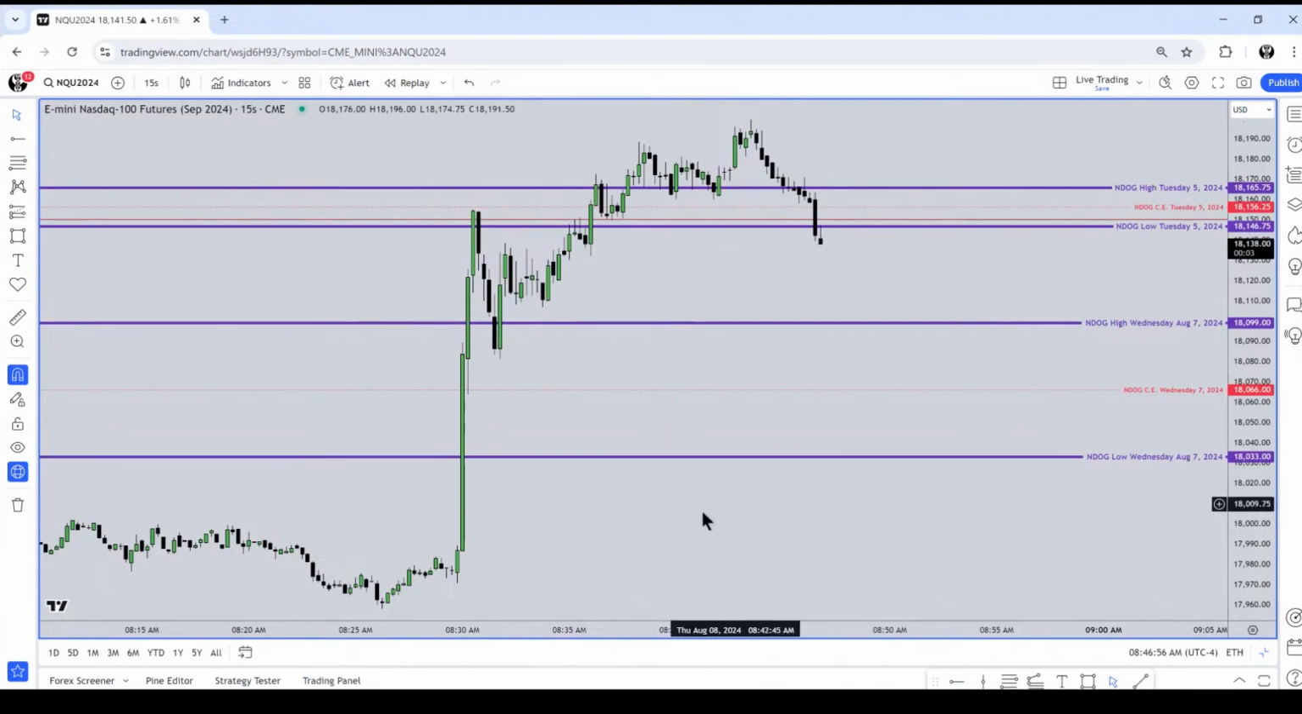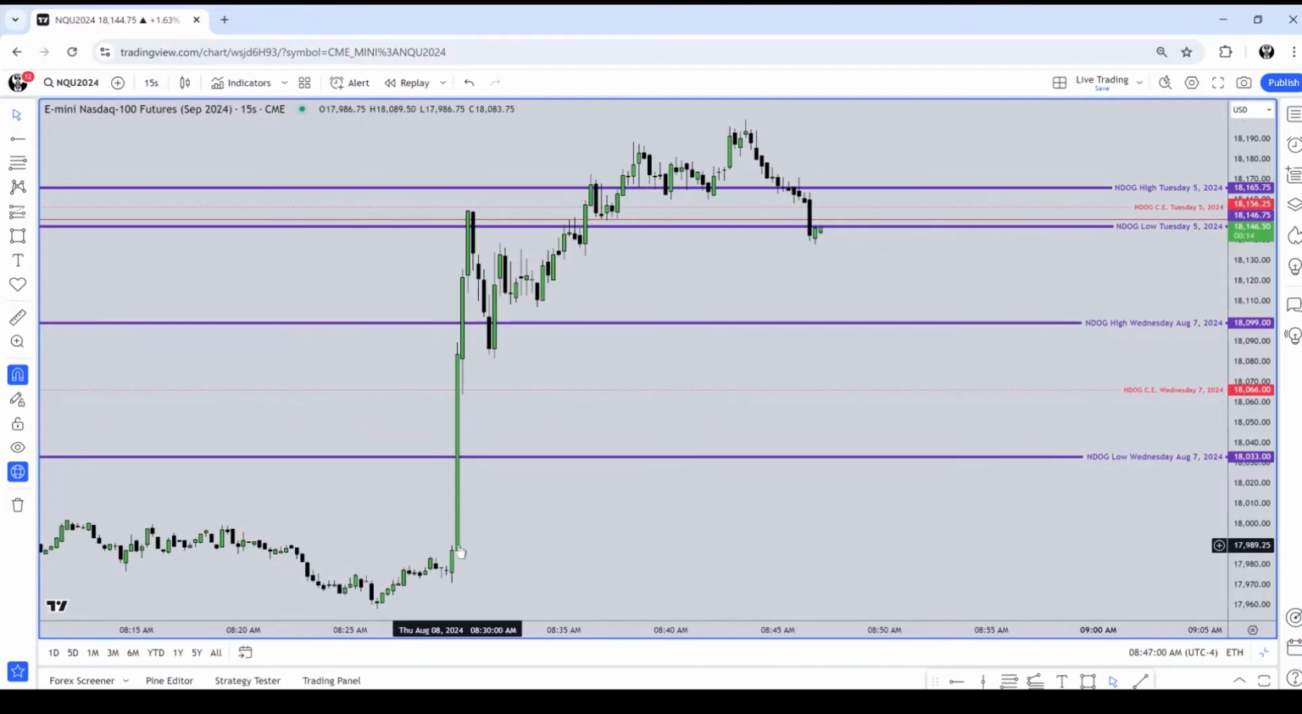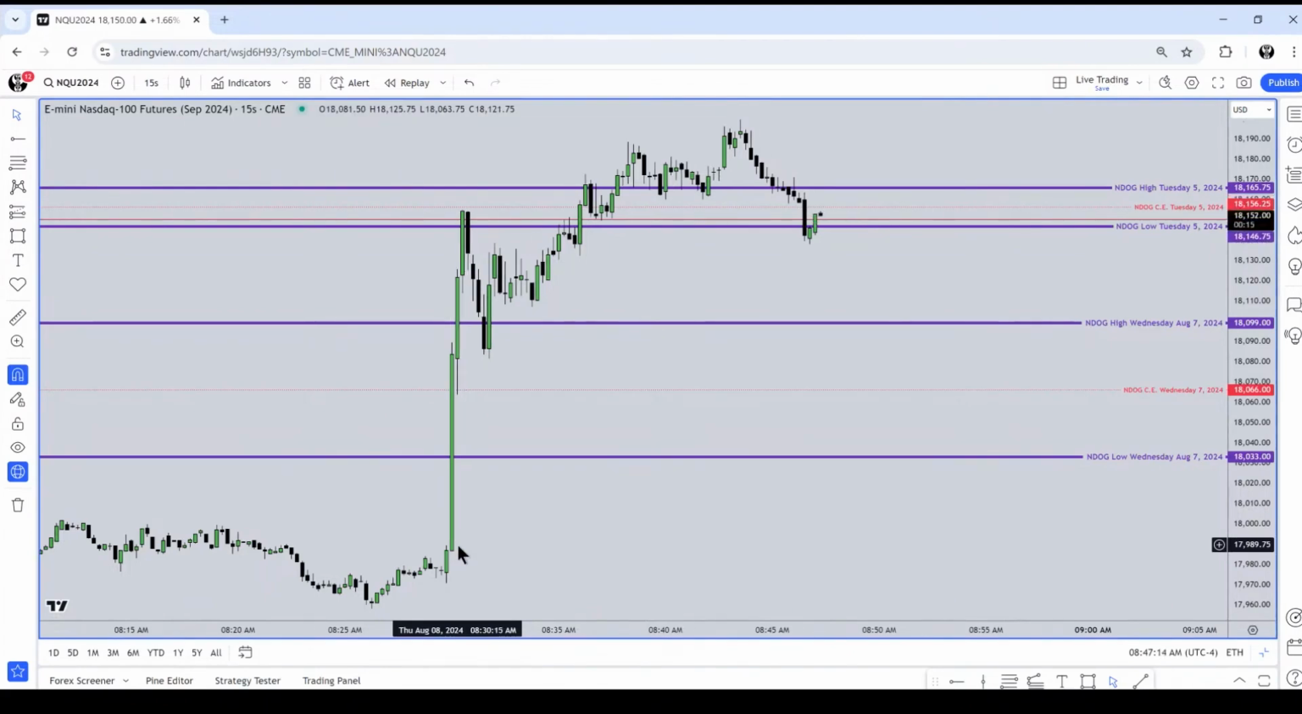But here's 8:30. Right there, bang, it opens and quickly runs. In 15 seconds, the market travels from 17,986 and 3/4 to 18,089. Huge, huge amount of displacement.